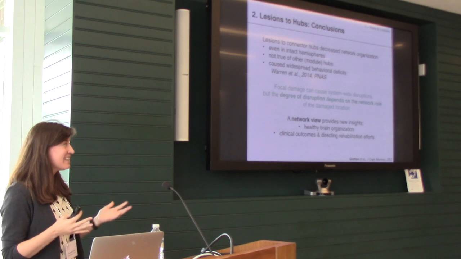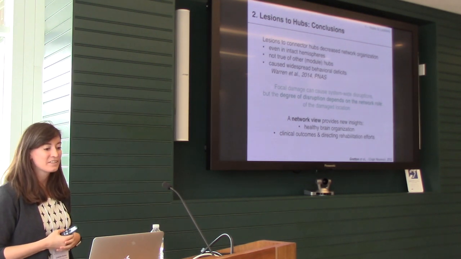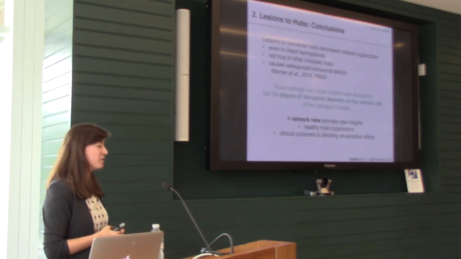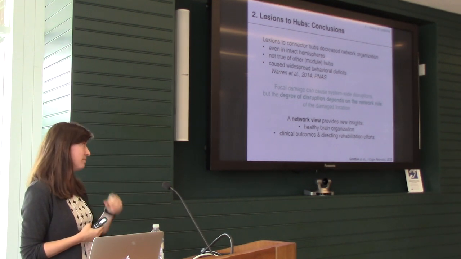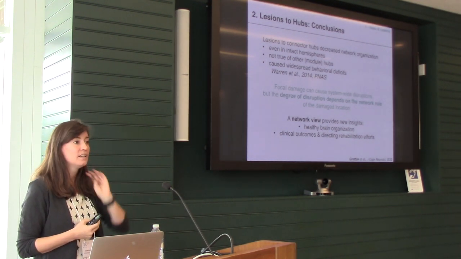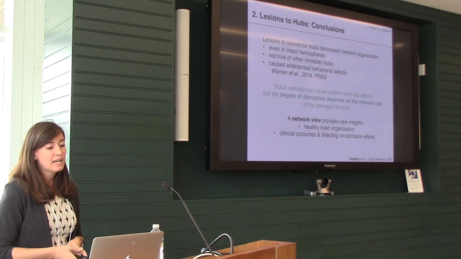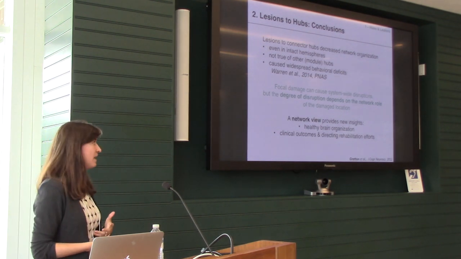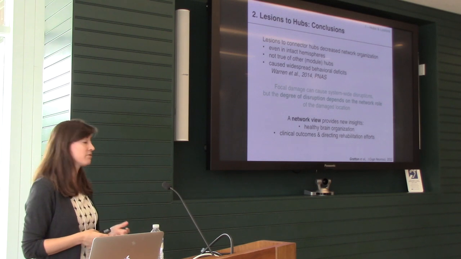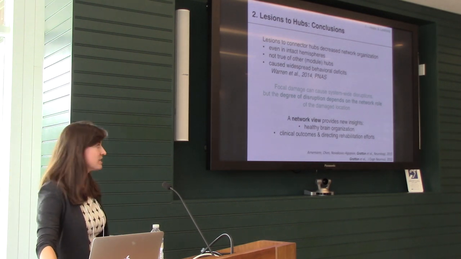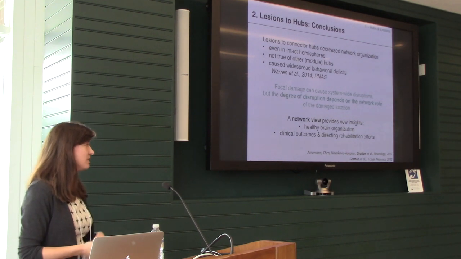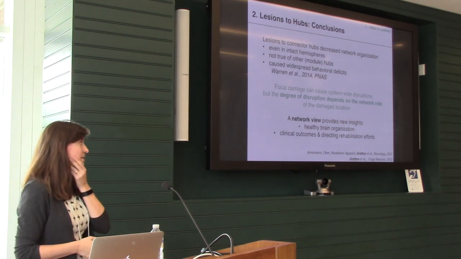So I think beyond that, it also tells us something about healthy brain organization, because it suggests that these connector hubs may be quite important for how we normally maintain networks in the healthy brain. And it also tells us something about how we might predict clinical outcomes and direct rehabilitation efforts in lesion patients.